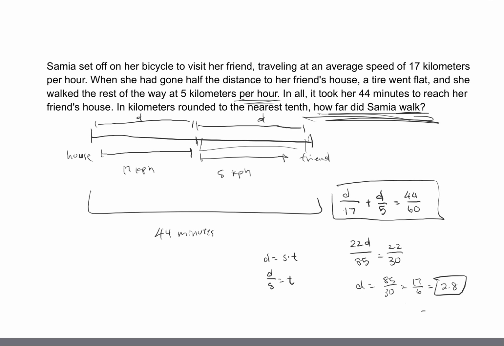Does that look good, guys? I think that's right? You can just say yes or something in chat if that's correct. How did you get 22D? Okay, so I found a common denominator here, so it's 5D over 85 plus 17D over 85, which is 22D over 85. Right? If you simplify this, you can get these things.